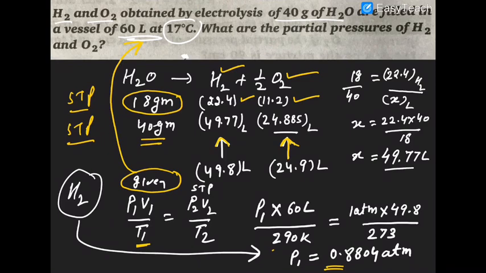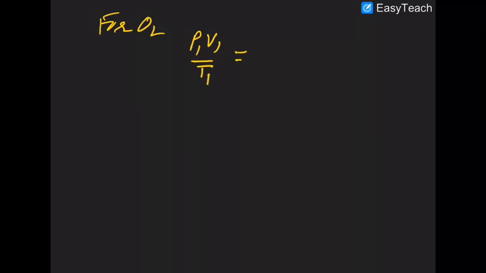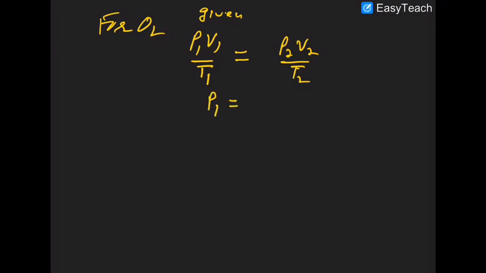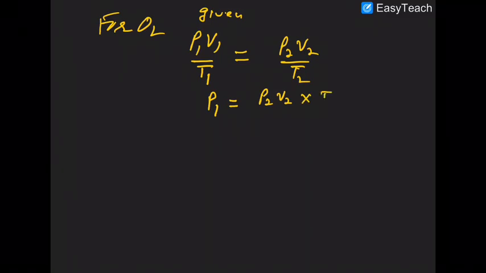So what is the value for oxygen? For oxygen, P1, V1, T1, that is the given condition, is equal to P2, V2, T2, that is the STP condition. So what is P1 equal to? It is P2, V2 into T1 by P1, T2. What is P2 equal to? That is 1 atmospheric. Why? Because it is STP condition.